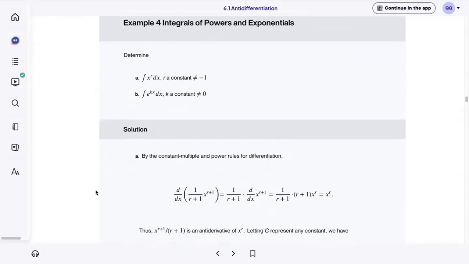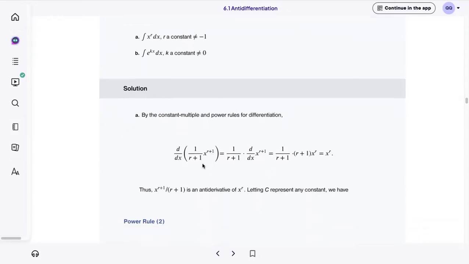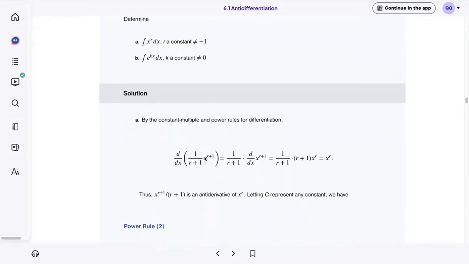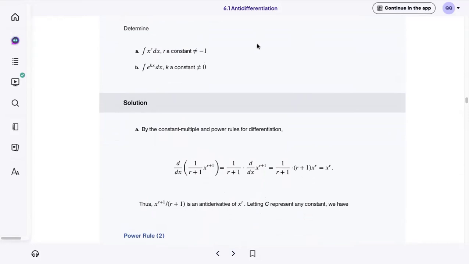So let's see this. Determine the integral of x raised to r dx, right? So when we differentiate this, 1 over r plus 1, you see this is y, this is anti-differentiation, right? When we differentiate, let's say when we differentiate x cubed, we get 3x squared. So now we want to anti-differentiate. So how do we anti-differentiate this?